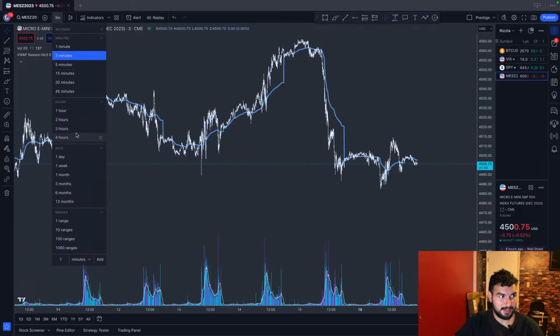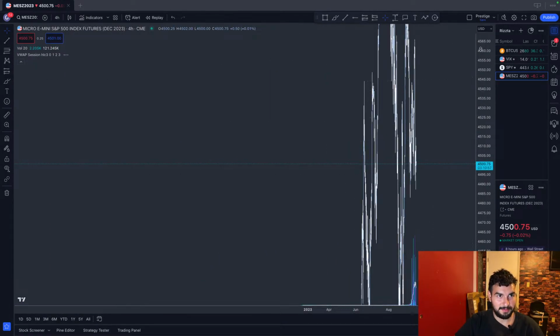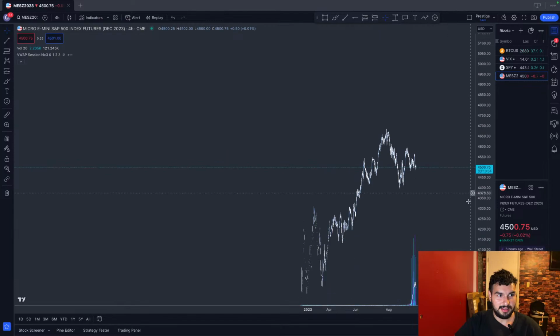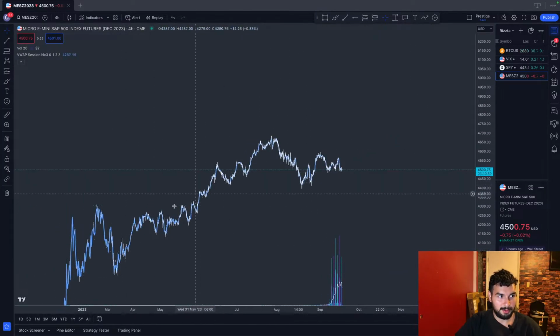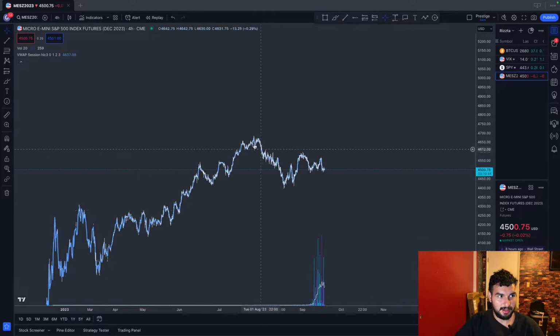What I do is I start off on the 4-hour chart, and I like to see the overall trend of the market. As you guys can see, we've been uptrending. We have this nice uptrend right here, and then we broke the trend here. We couldn't make a higher high. We broke this previous high right here.